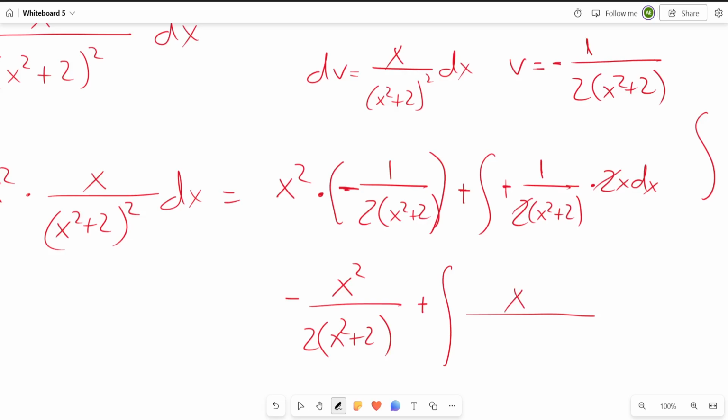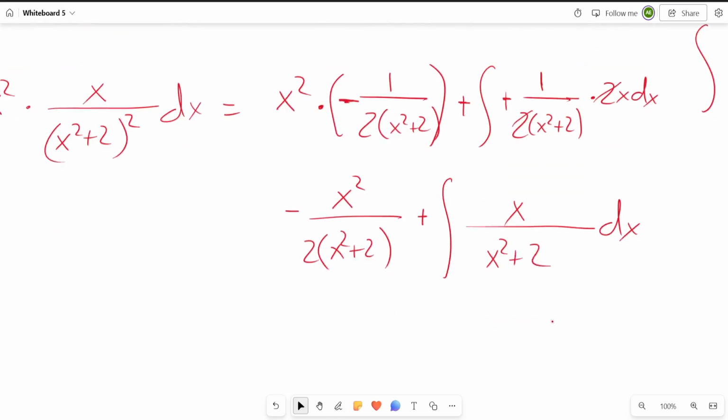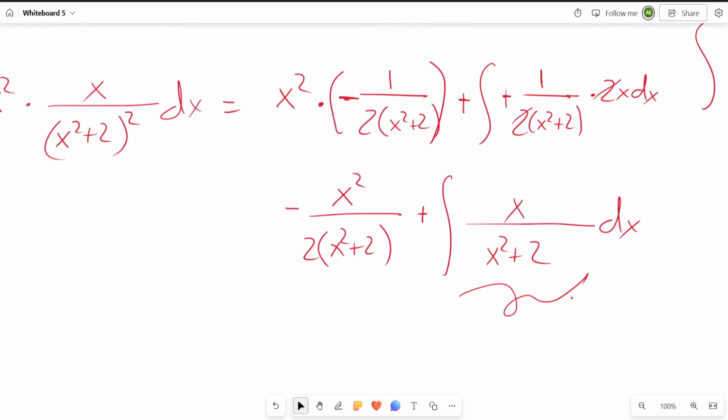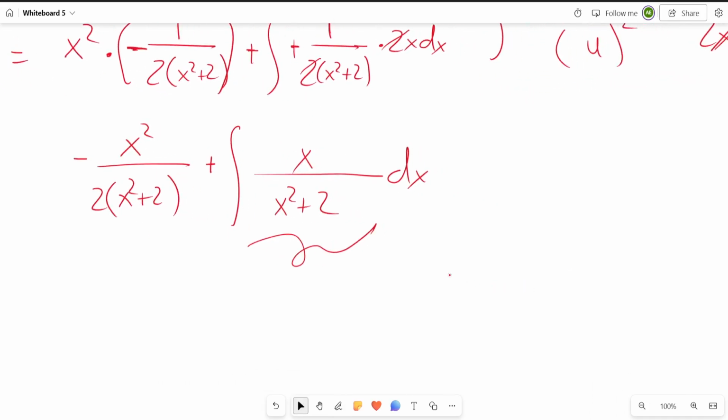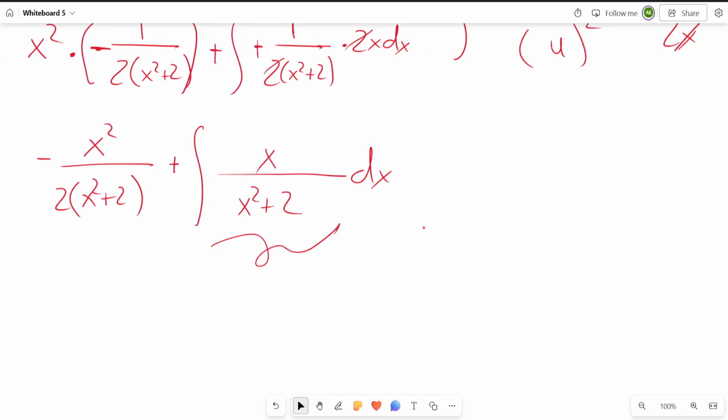I'm going to have an x over x squared plus 2 dx, and I can see that this part over here is easily integrated again using u substitution. Why do I say that? Because I know that if I choose this as my u, my differentiation is going to be 2x, and I have an x here which I can cancel with it. So let's see how that is done.